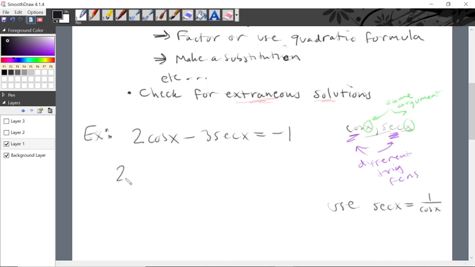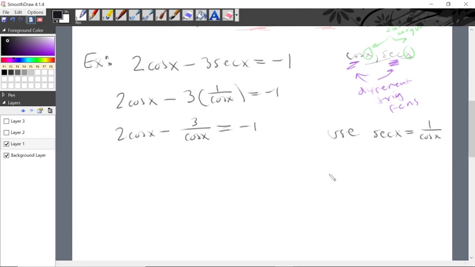So let's do that. Then we have the equation rewritten as 2 cosine x minus 3 times 1 over cosine x is equal to -1. And the other way that we could write that is 2 cosine x minus 3 over cosine x is equal to -1.